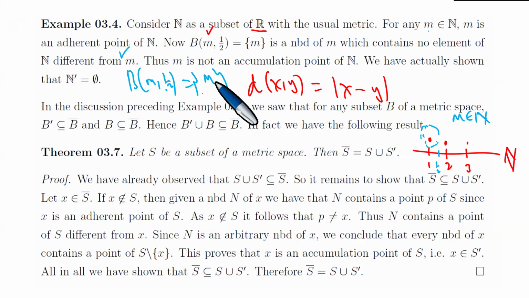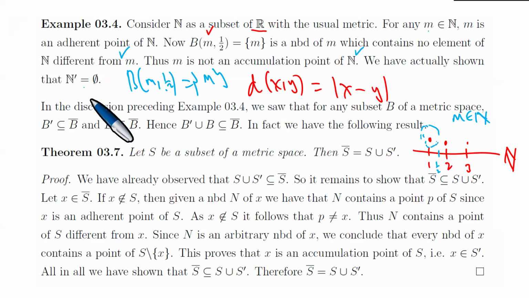Right, it is the neighborhood of what? Of m, but it contains only m and does not contain any element different from m. Thus, m is not an accumulation point of N.